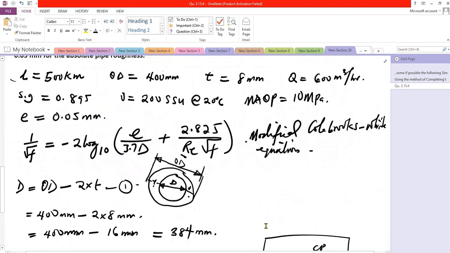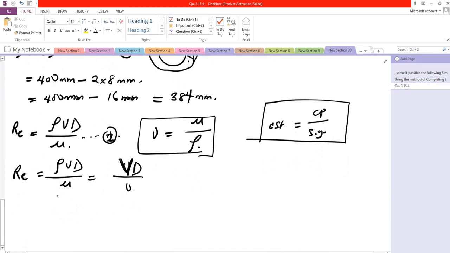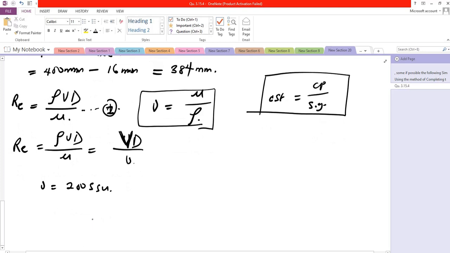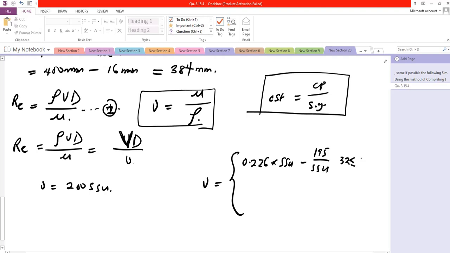Now from the formula to convert this kinematic viscosity, which is in 200 SSU, to centistoke, we will now use the formula. Since this one is more than 100, there are formulas to get your V in centistoke. You have 0.226 times SSU minus 195 divided by SSU when it is between 32 and 100. Now when it's more than 100, you have 0.220 times SSU minus 135 divided by SSU.